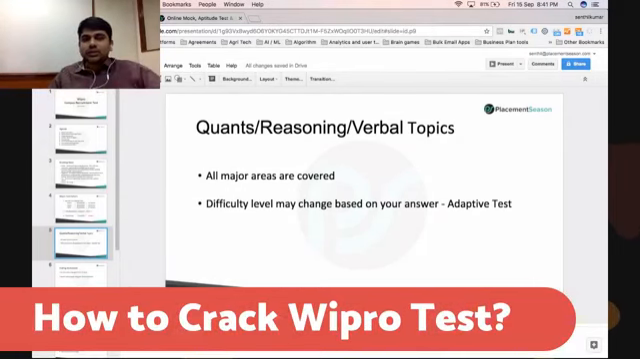It's not that if you answer, say, 10 questions correctly, you might get selected. No, it's not that way. You will have to get at least 6 to 7 questions correct continuously, so that the weightage for those questions will be high, and the marks you score at the end will also be high. Then you can clear Wipro's adaptive test. This is one key difference between an adaptive test and a linear test.